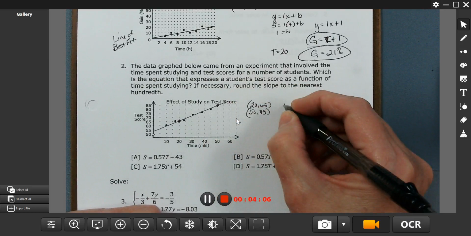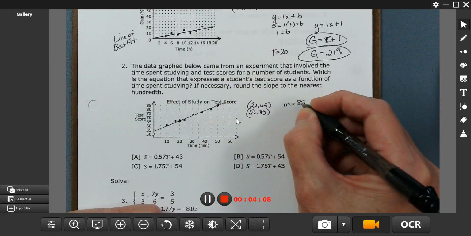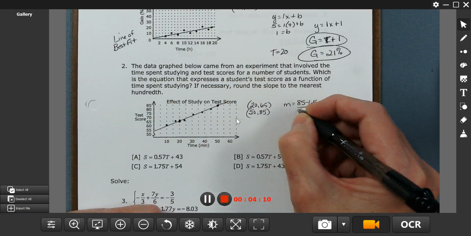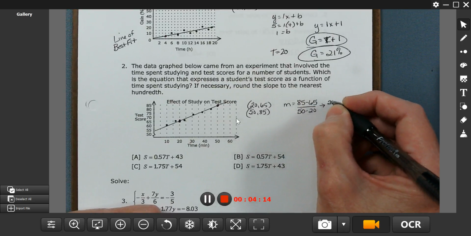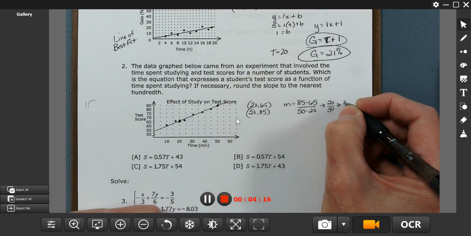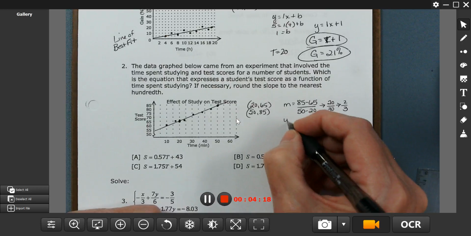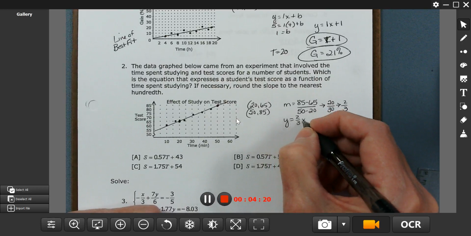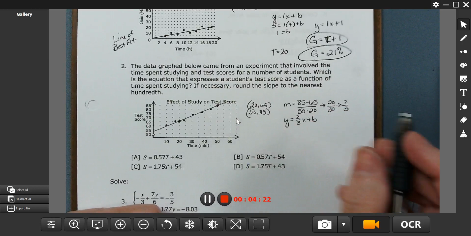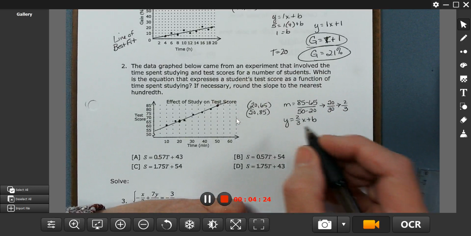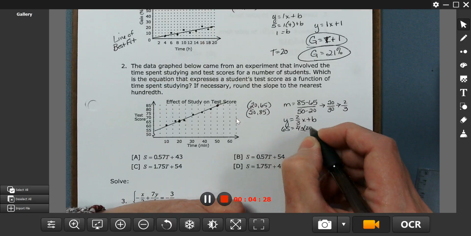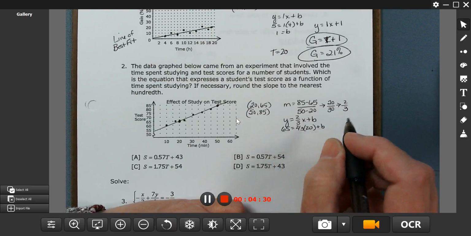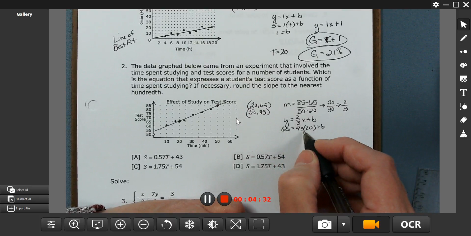Okay, then we're going to do the slope. Of course, that's going to give us 20 over 30, which is 2/3. So we know that y equals 2/3 x plus b. We're going to take one of those points and plug it in. So if I put 65 right here and put 20 for my x, that's going to be 40 over 3.